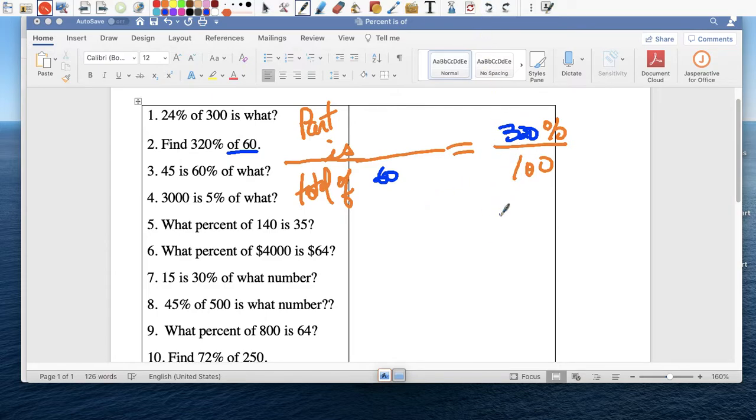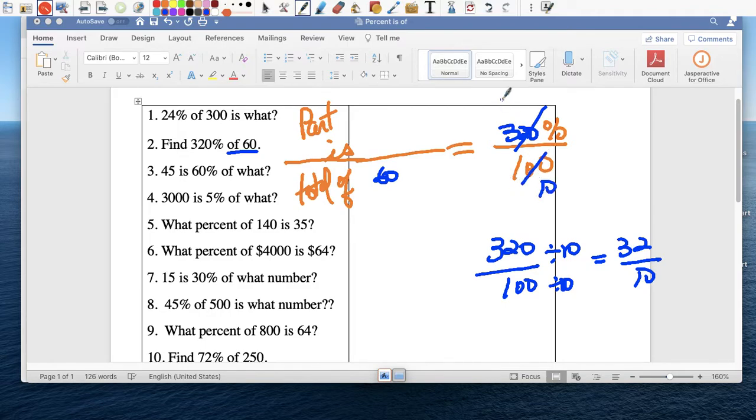So we're going to have to simplify this one. So 320 over 100. We're going to divide by something. Divide by 10. So divide by 10 is 32. Divide by 10 is 10. So here, I'm going to write 10, 32 here. Now, I can say, okay, times 6, right? And over here, times 6, which is 192. All right.